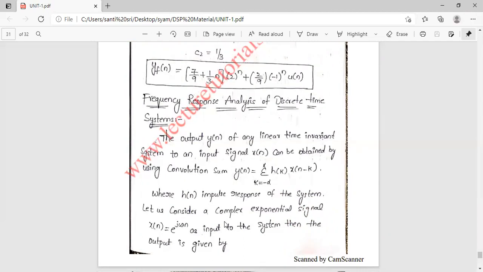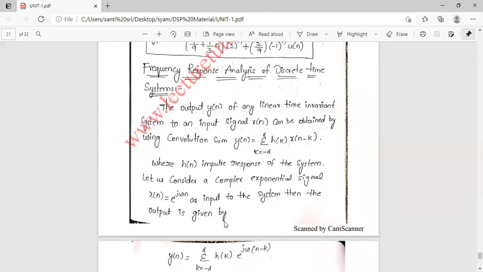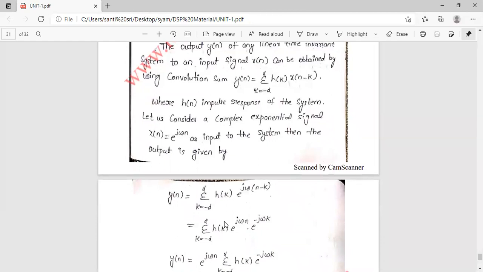Here we consider the complex exponential signal as the input, that is x of n equal to e power j omega n. By substituting this input signal in the expression, y of n becomes sigma k equal to minus infinity to infinity h of k into e power j omega n minus k. So x of n minus k is replaced by e power j omega (n minus k) because it is a complex exponential signal. So it is equal to sigma k equal to minus infinity to infinity h of k into e power j omega n into e power minus j omega k.